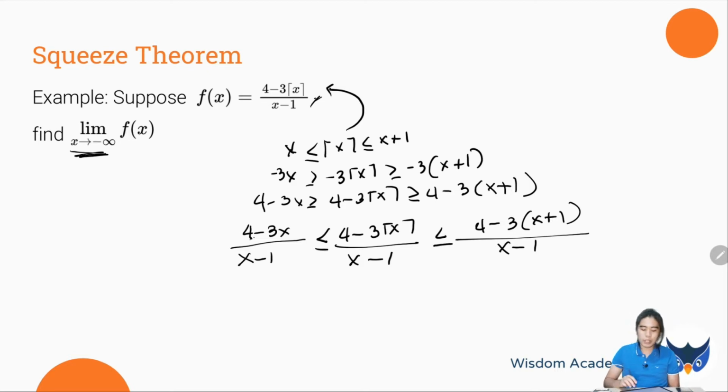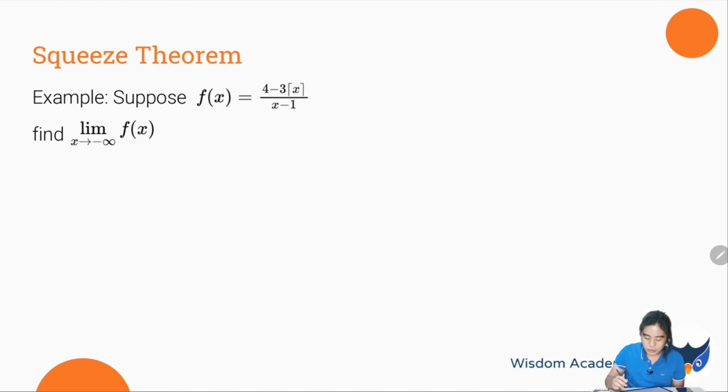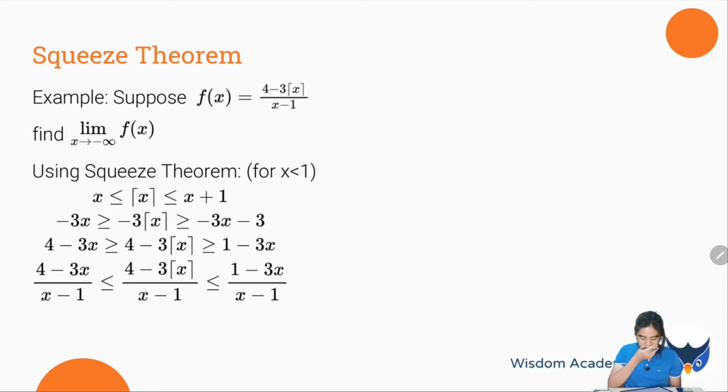Ayan. So, now, we have our inequality. Pwede natin hanapin yung limit nito and limit nito. And if equal yung limit nila, ibig sabihin, yun din yung limit nito na nasa gitna. So, let us find that. Ayan. First, hanapin muna natin yung limit nung left side.